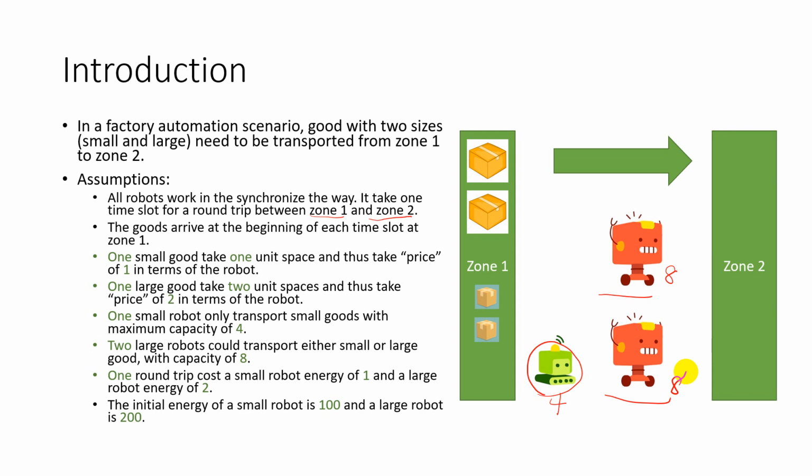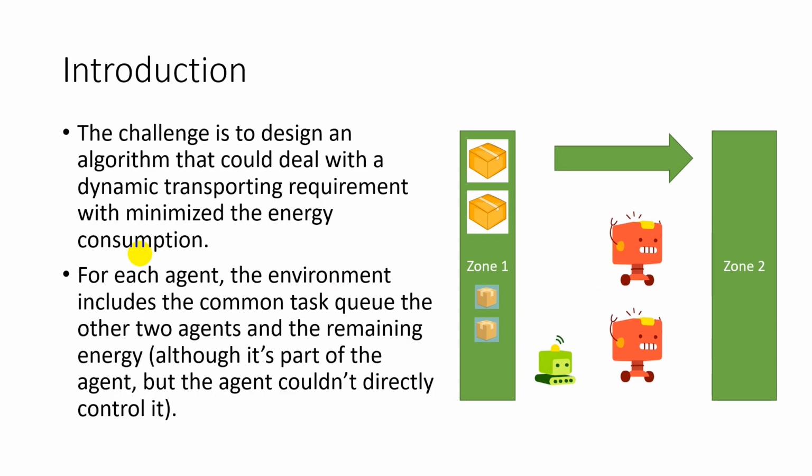For those 2 kinds of robots, a round trip costs the small robot 1 unit of energy, and the large robot 2 units of energy. The initial energy of the small robot is 100, and the initial energy for the large robot is 200. Those are the assumptions I made in this problem.